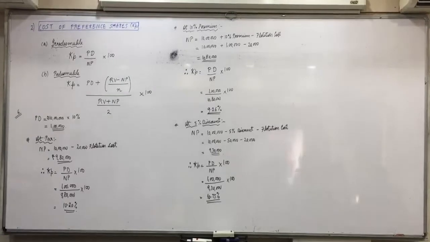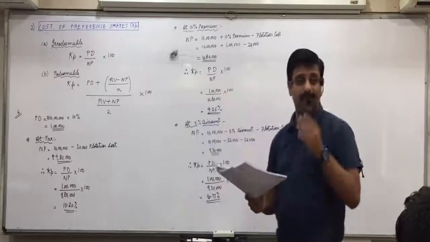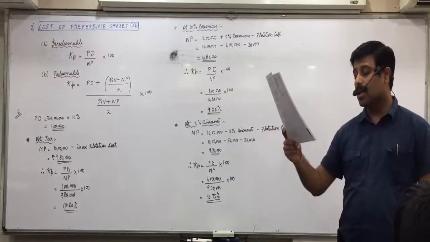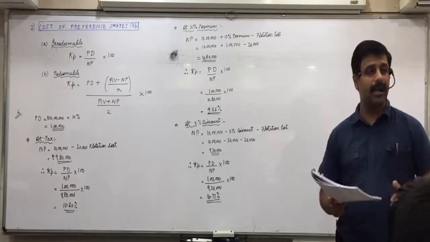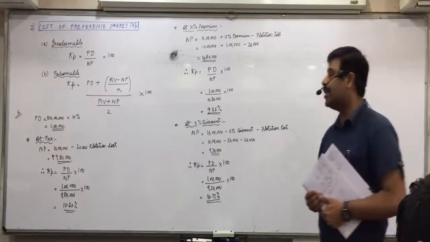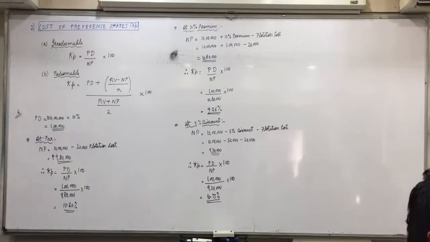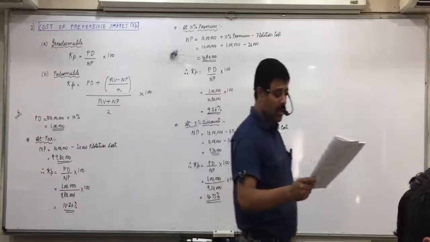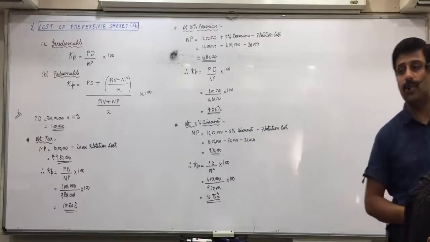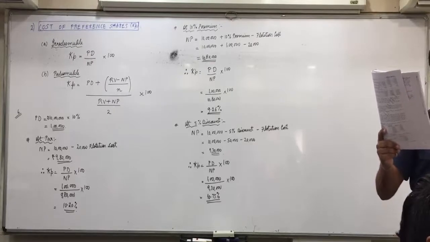Anyone having any confusions? A company issued 10,000 10% preference shares of rupees 100 each. The cost of issue is rupees 2 per share. Everything is same up there. So what will be the amount of preference dividend? 10,000 into 100, 10 lakhs into 10%, that is 1 lakh. And again the flotation cost is rupees 2 per share. So 10,000 into 2, what will be the flotation cost? 20,000.